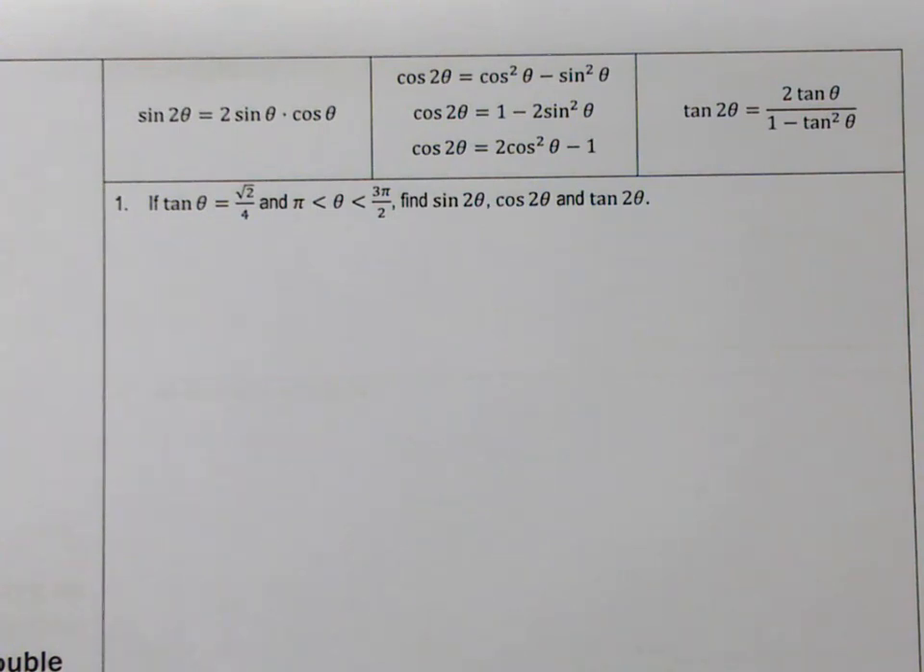It says if tangent theta is equal to rad 2 over 4 and theta is in between pi and 3 pi over 2, find sine of 2 theta, cosine of 2 theta, and tangent of 2 theta.